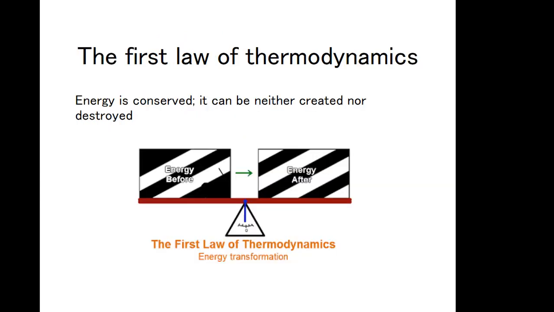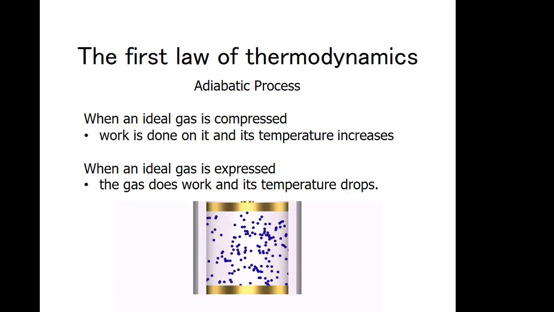The first law of thermodynamics tells us that energy is conserved. It can never be created or destroyed, and this is the same as the conservation of energy. We're just applying it in this case to a heat system. So the energy we have before we start to transfer the heat has to be the same amount of energy we have at the end of the heat transfer.